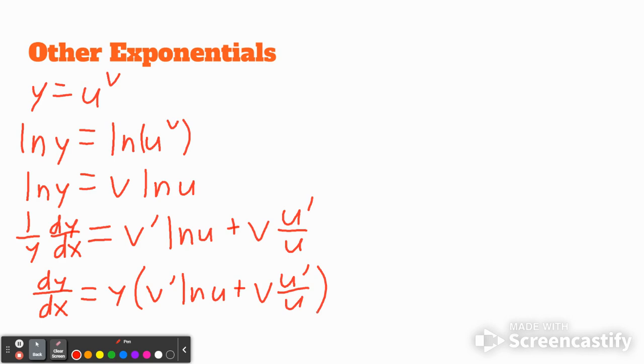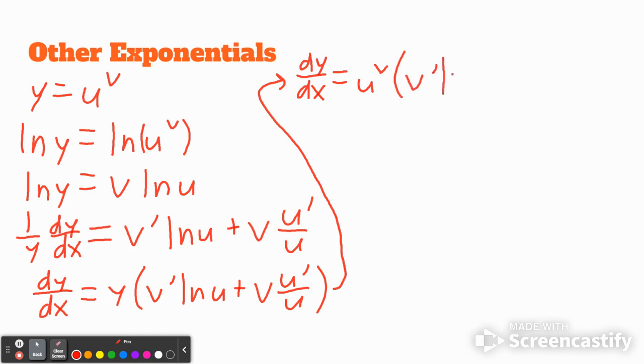Now we know what y is. y is u to the v. So we can rewrite this as dy/dx is equal to u to the v times v prime natural log of u plus v times u prime over u. So, yep, that is how we get the derivative. Let me just check, make sure everything's good. Yeah, this is correct.